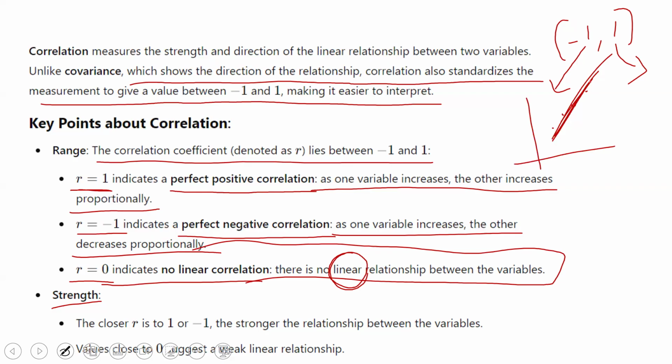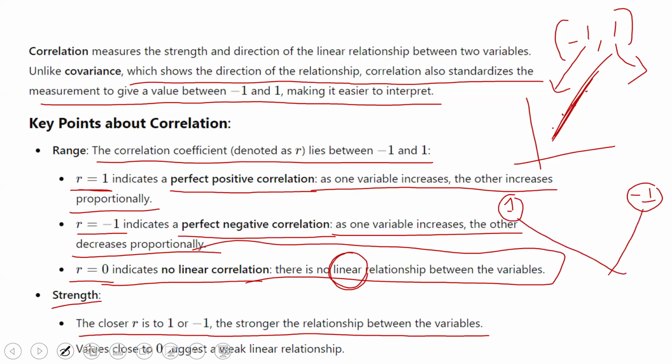Just read this point. The closer R is to 1 or -1, the stronger the relationship between the variables. A value close to 0 suggests a weak linear relationship. Whether it is -1 or +1, they are strongly correlated. If it is 0, there is no relationship at all. If it is 0.5, they are 50% correlated. If it is -0.5, they are like 50% dependent on each other, half of the maximum value.